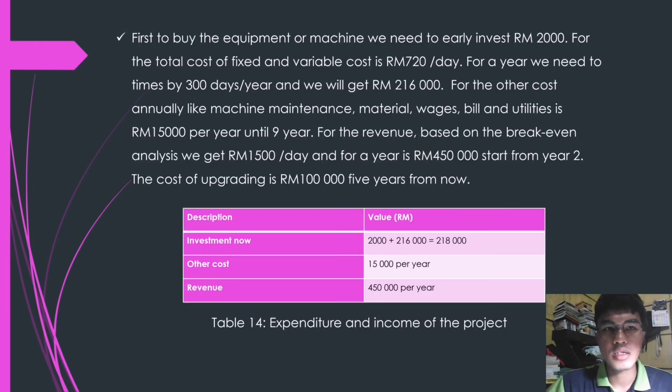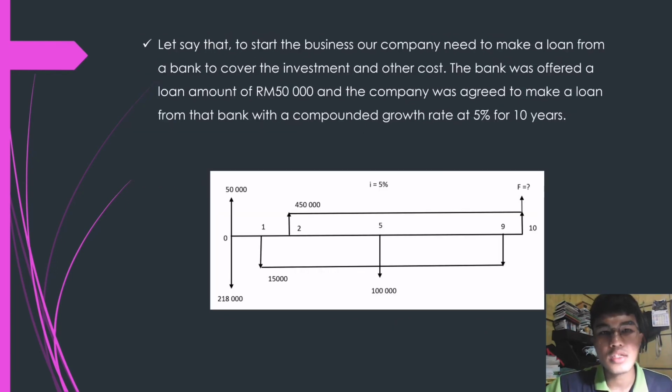And this is an example of the situation and the data we collect as stated in the table, which is the expenditure and income of the project. Let's say to start the business, our company needs to take a loan from a bank to cover the investment. The bank offered a loan of about 500,000, and the company agreed to take the loan with a compounded growth rate of 5% for 10 years.